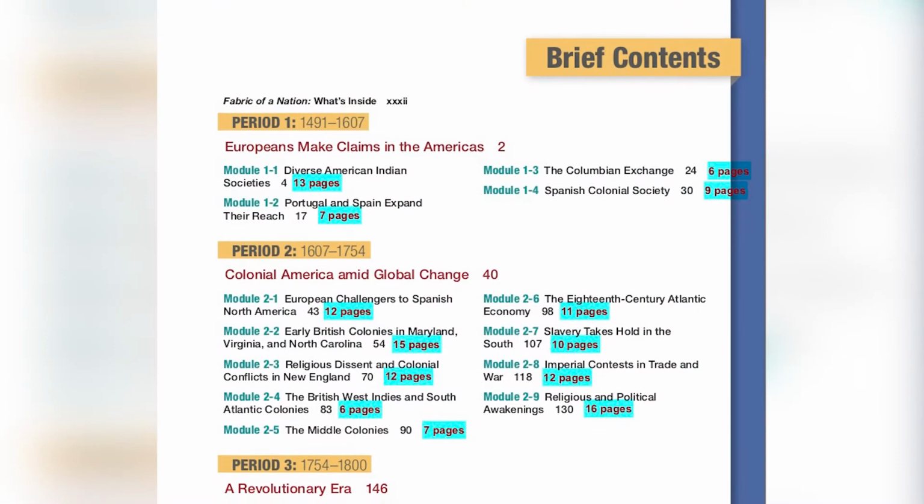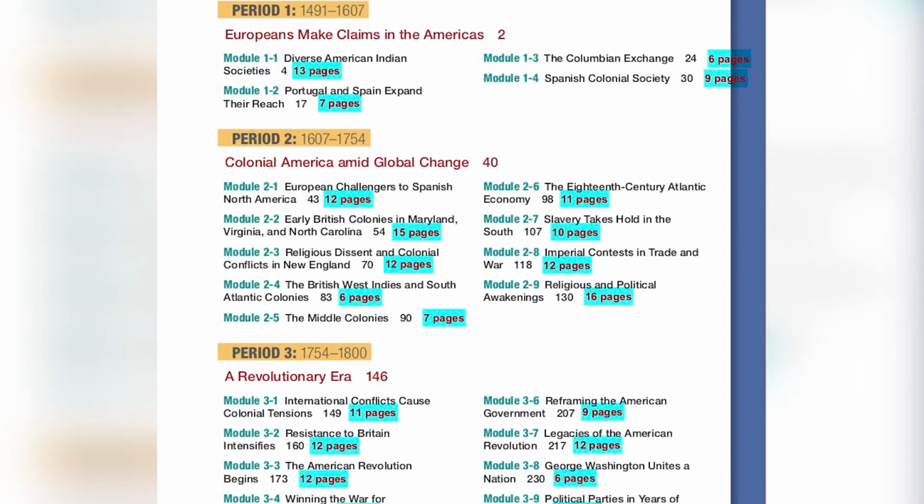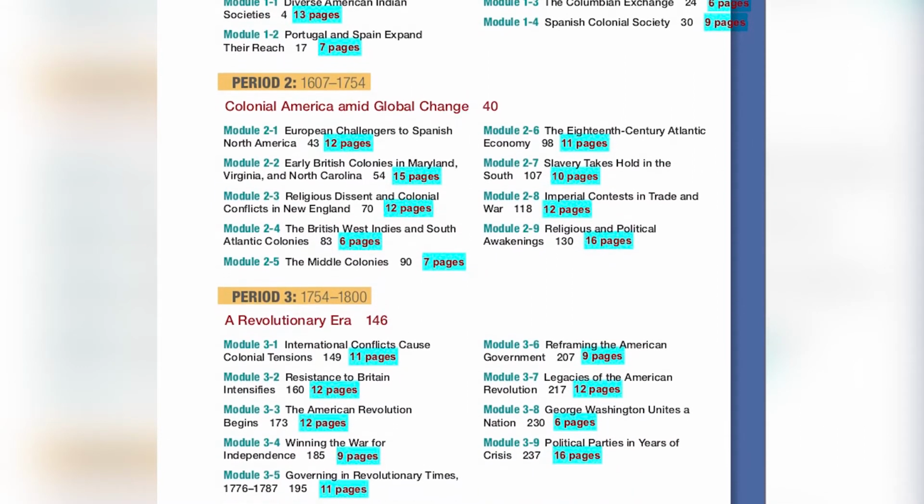One feature I think that makes Fabric of a Nation unique is that it not only follows the 9 time periods that College Board has in the course and exam description, but we've also followed a modular approach. Whereas many textbooks divide a period into 2, 3, or 4 large chapters, we've broken it down into much smaller bite-sized pieces. Most of our periods have about 10 modules, which happens to line up very nicely with the unit structure in the course and exam description from College Board.